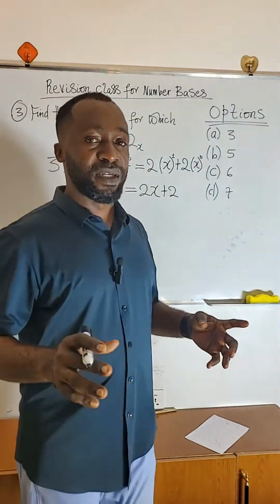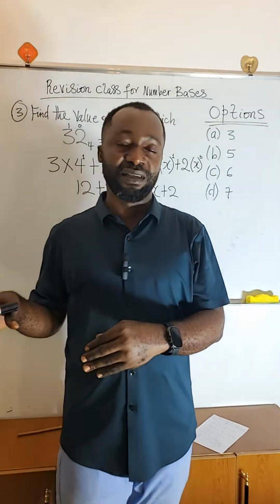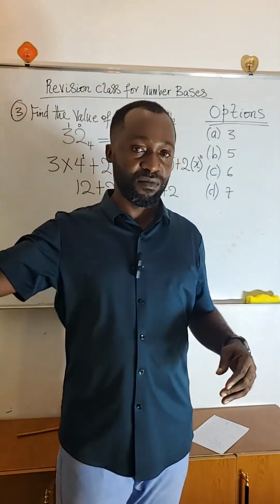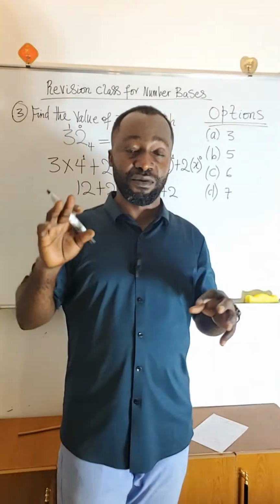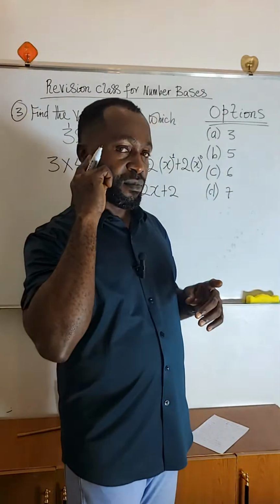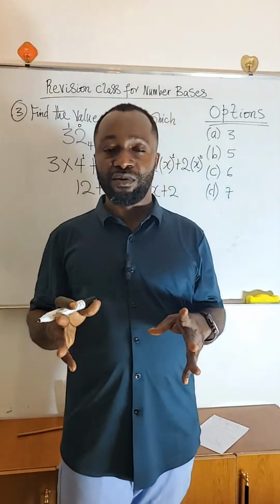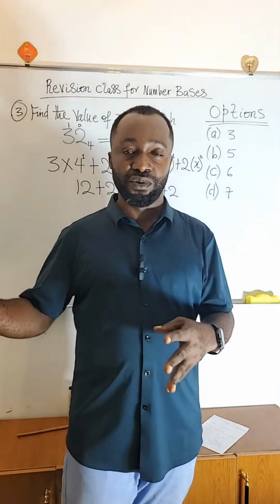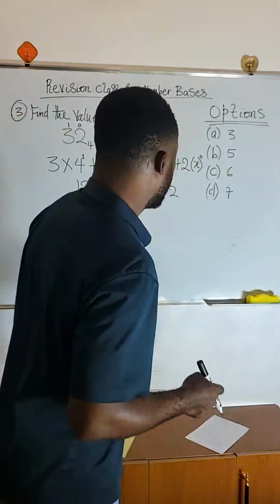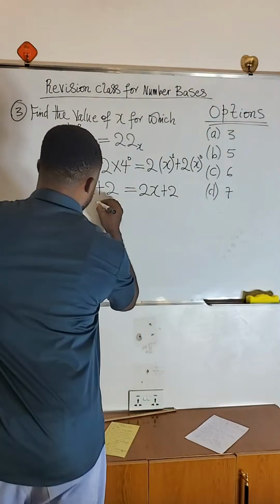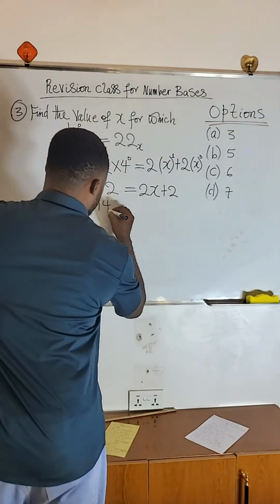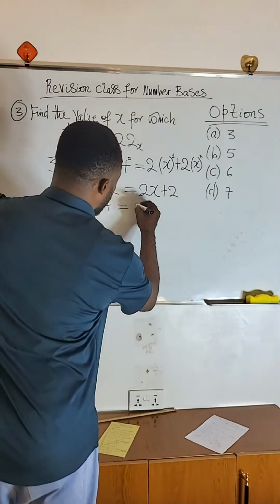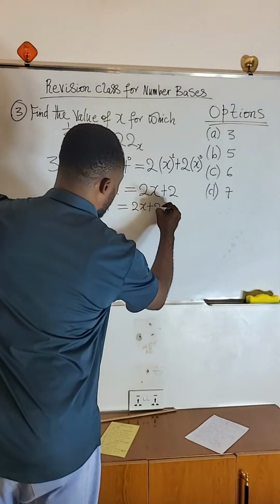Remember, in the zero index law of indices, any number raised to the power of 0 is 1. When we enter indices by tomorrow, when we go for the laws of indices, you will now see the rules as to how it applies. So let's go. Here is 14, because it is 12 plus 2, 14. 14 equals to 2x plus 2.